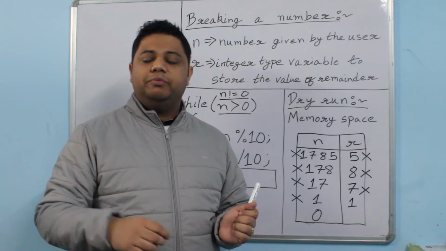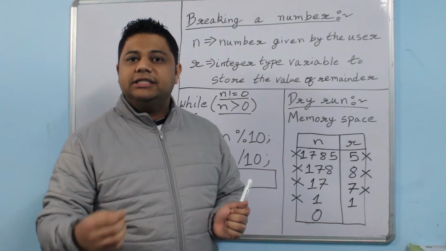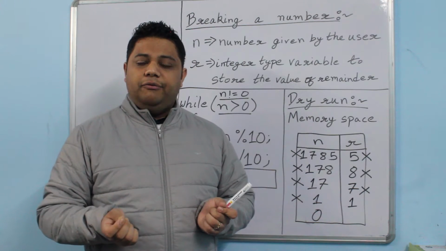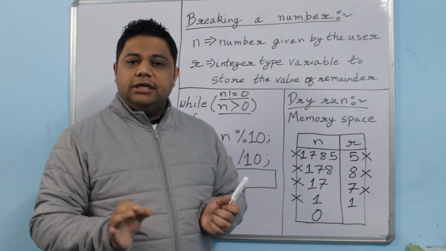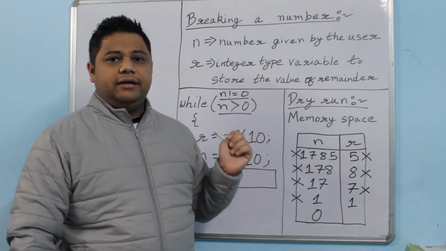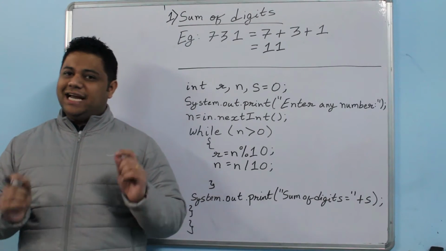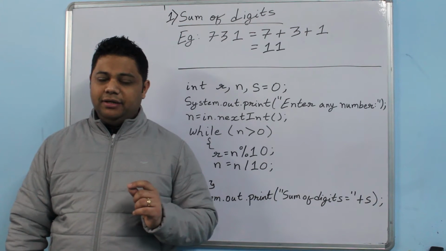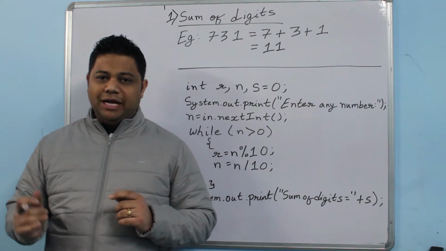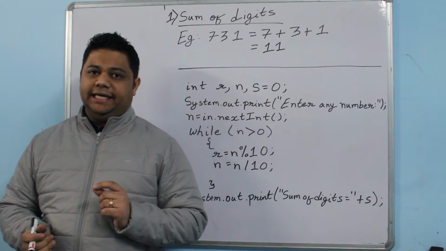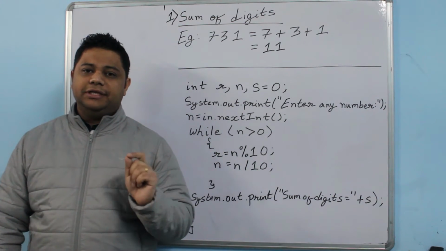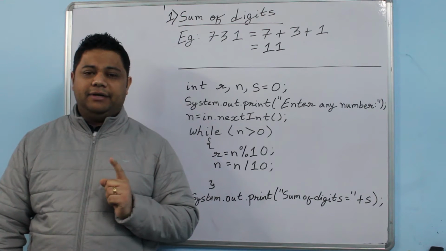And this can be used to maybe add the sum of digits, multiply the digits, and so on. So this way we can do the number programs which are related to breaking a number. Now let's start with the first program over here. As you already know how to break a number, we are going to do a series of programs which are based on that technique. Before starting a number program, the first very important thing is to understand the program.